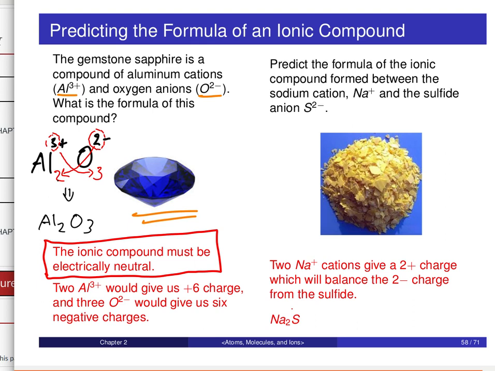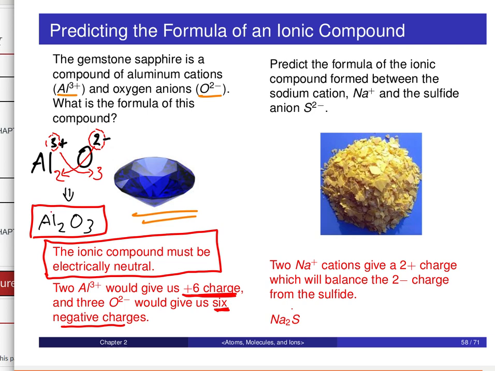And we'll see that in doing that, we've actually balanced the charges. Because notice, 2 of these +3 aluminum ions gives us a total charge of +6. 3 of the 2-minus oxygen ions gives us 6 negative charges. So 2 aluminum, +6, 3 oxygen, -6, you have a 0 net charge, which is what we were after. So we are then going to predict that the chemical formula for this aluminum oxide that we all know as sapphire is Al2O3.